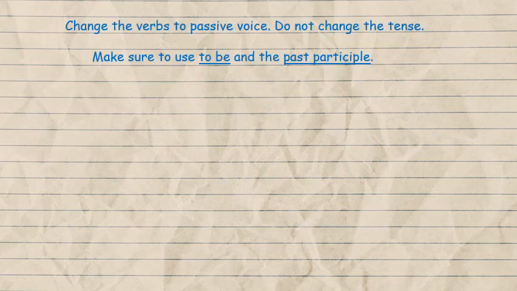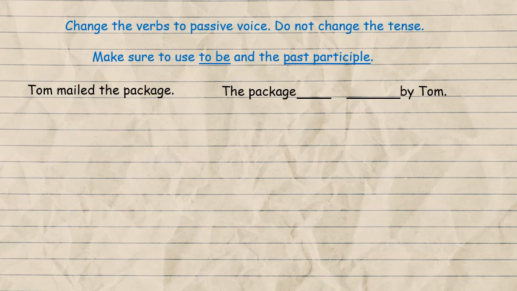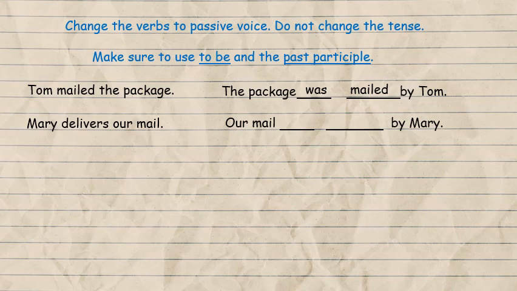Change the verbs to passive voice. Do not change the tense. Make sure to use to be and the past participle. Tom mailed the package. The package was mailed by Tom. Mary delivers our mail. Our mail is delivered by Mary.